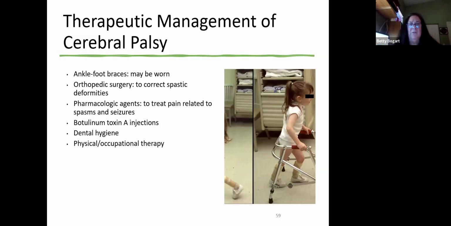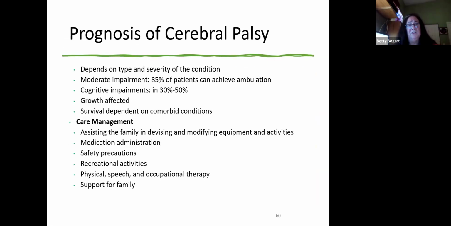Another thing with children with CP, as it was said, many of them do have problems with seizures. Again, a lot of seizure medicines can cause problems with their teeth. Think about phenytoin, Dilantin. It causes gingival hyperplasia. So making sure we brush their teeth and keep good dental care with them. And of course, we need to keep them stretched, physical and occupational therapy.